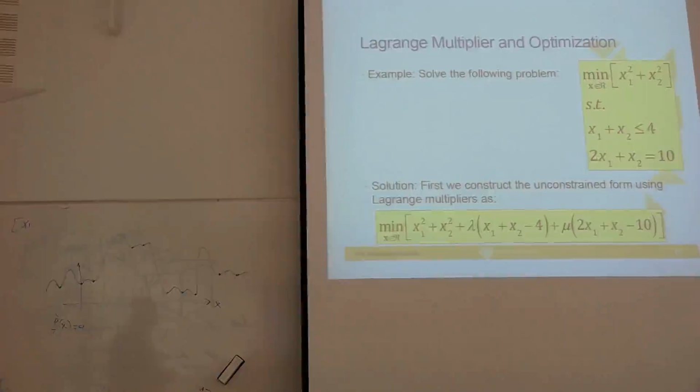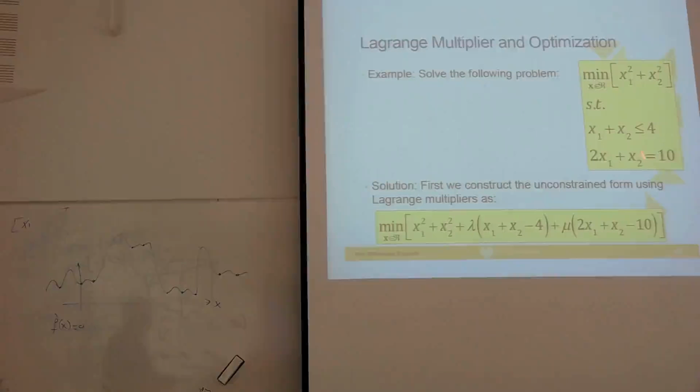Okay, I like to explain this based on some example. So solve the following problem. Here we need to minimize x1 squared plus x2 squared, where x belongs to real numbers, subject to the constraints: x1 plus x2 must be less than or equal to 4, and also 2x1 plus x2 must be 10.